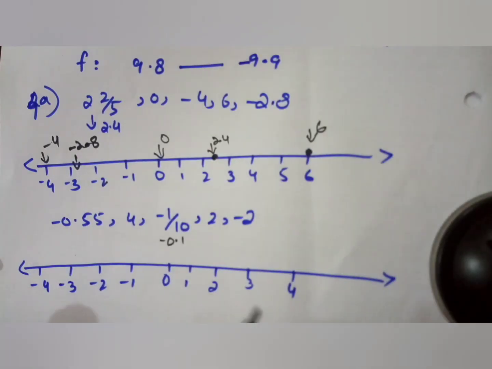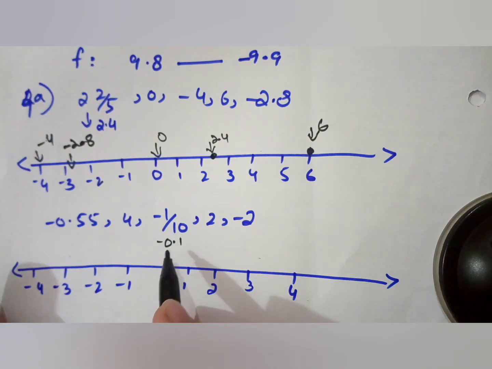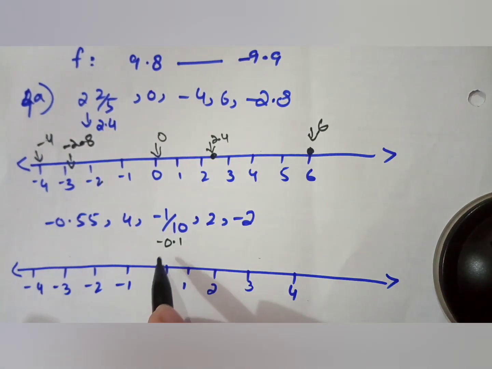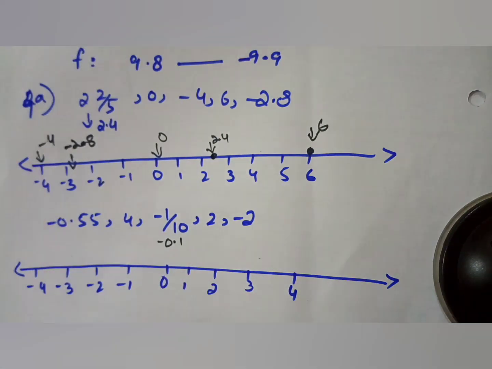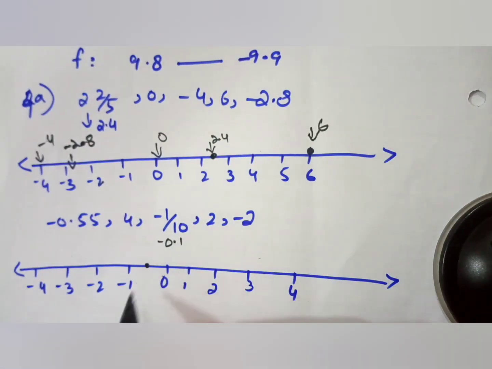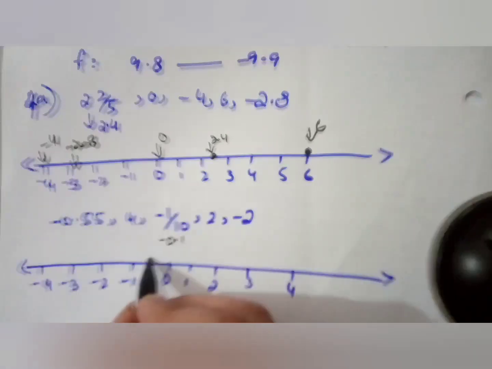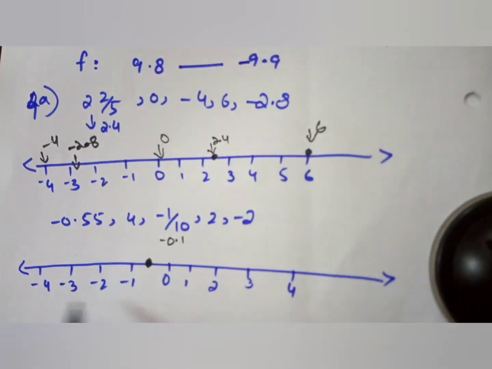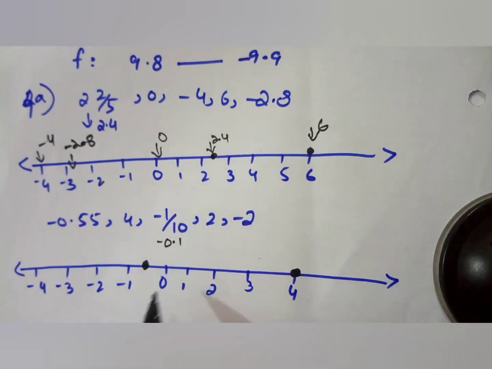Same, represent the second number. I convert minus 1 by 10 into decimal form, which becomes minus 0.1. Then indicate 0.5; this number lies between minus 1 and 0. Then the second is 4, so indicate 4 on the number line. Then we have minus 0.1.